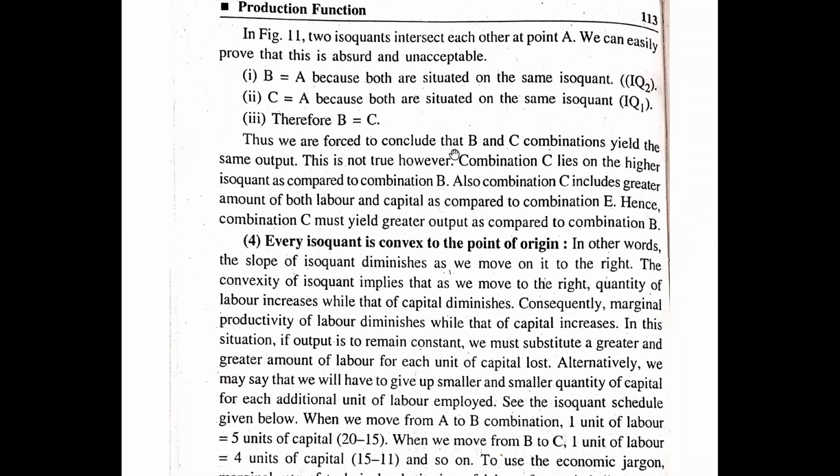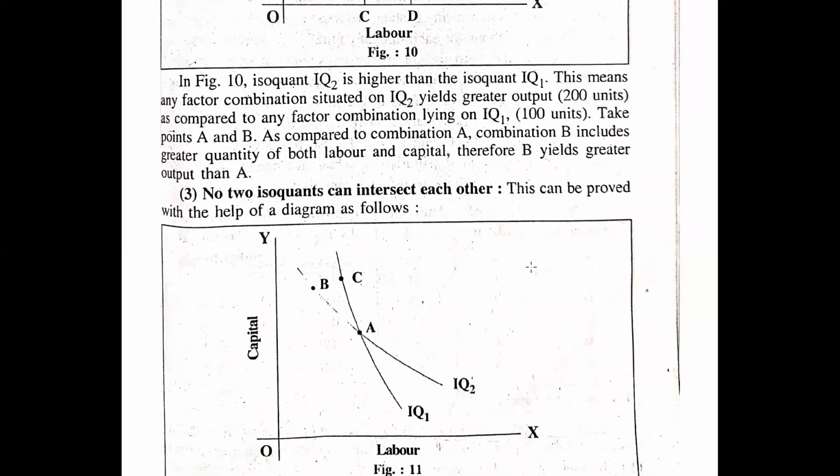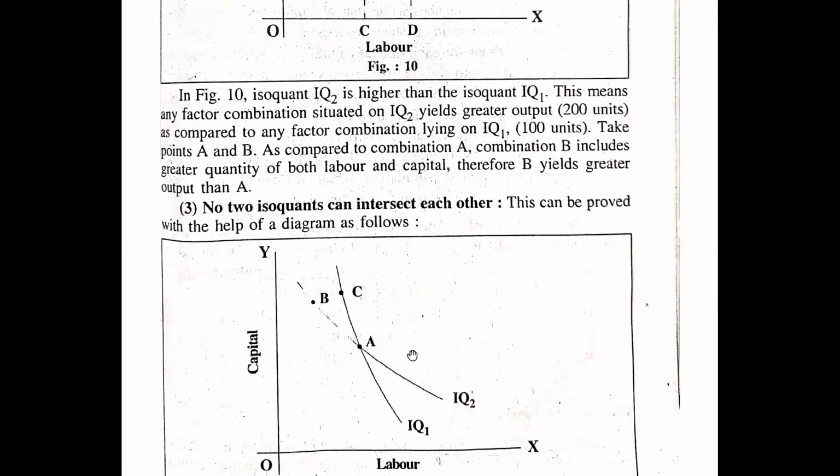Thus, we are forced to conclude that B and C combinations yield the same output. This is not true, however. Combination C lies on the higher isocon as compared to combination B. Also, combination C includes a greater amount of both labor and capital as compared to combination B. Hence, combination C must yield greater output as compared to combination B. So, guys, as we are given that combination B here, we are given the IQ2, that is combination B is greater than combination C.